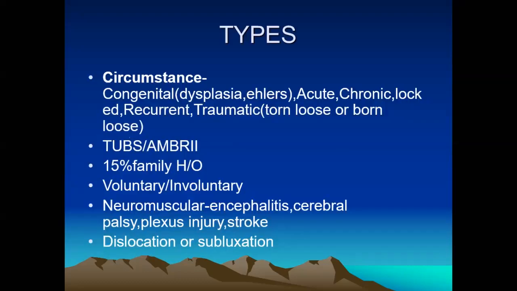So there are various types. It can be congenital, especially dysplastic, Ehlers-Danlos. It can be acute, chronic. It can be locked. It can be recurrent. Recurrent is a term used because of the trauma. It is again and again because of the non-healing of the Bankart's lesion.